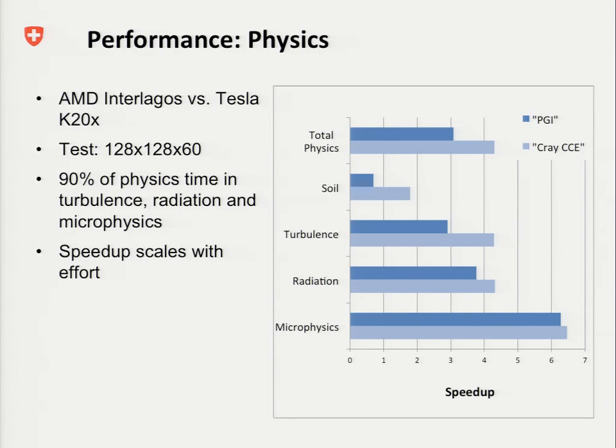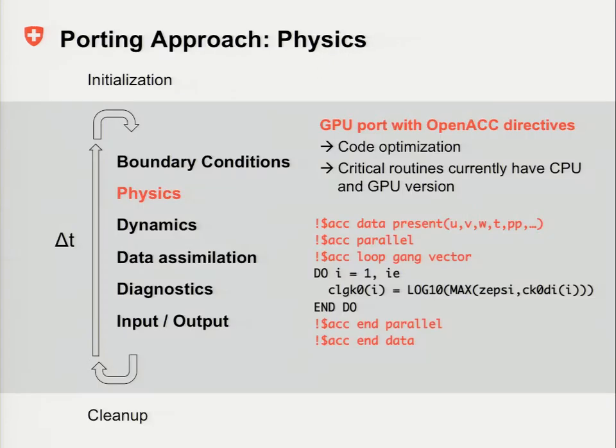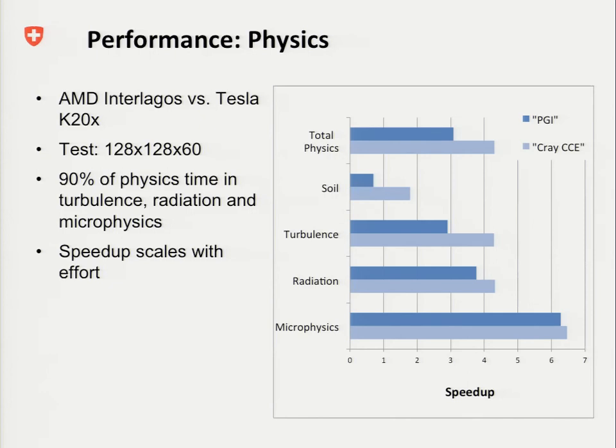Okay, so this is just a performance slide for this physics part, which we ported using OpenACC. Basically this is comparing an Interlagos, so old hardware, to a Kepler for a typical test case. What this shows you is that a lot of people show speedup numbers, but what performance you will get really depends on the characteristics of the code.